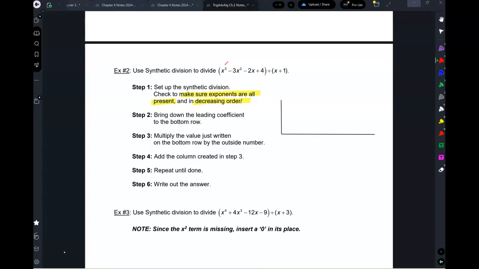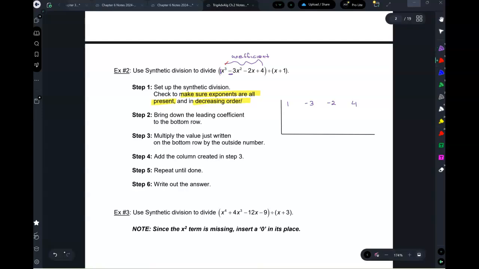Step 2, before we do that, we haven't set it up yet. To set up the synthetic division, we want to take the coefficients of this. The coefficient of this first term is 1, so I just put 1 there. The next one is -3. The next one is -2. The next one is +4. That's what goes inside.